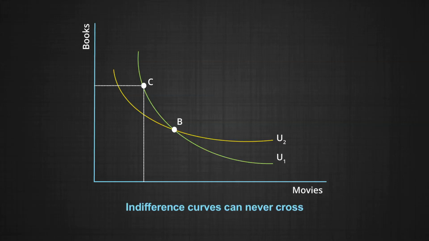Similarly, since points A and B both lie on the indifference curve U2, the consumer must be indifferent between them as well. Now, this implies that the consumer must be indifferent between A and C as well.